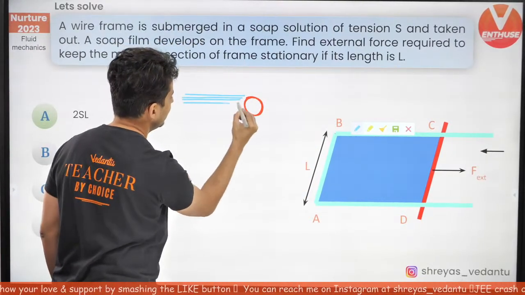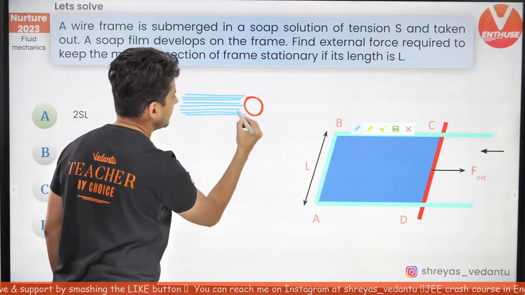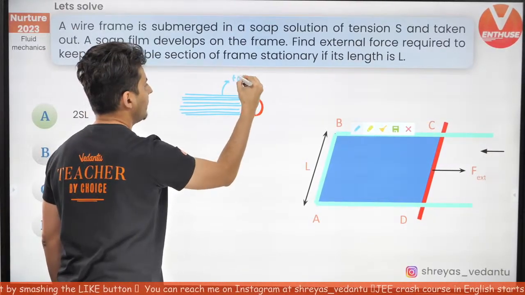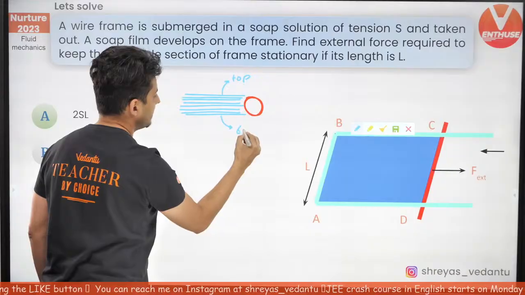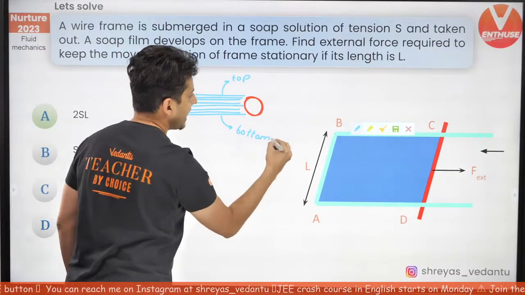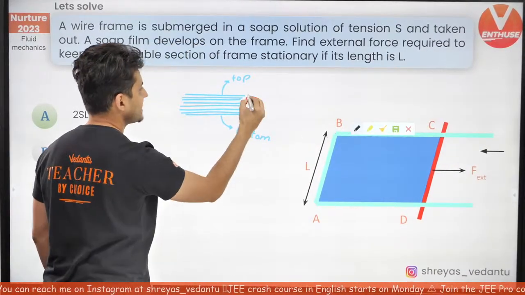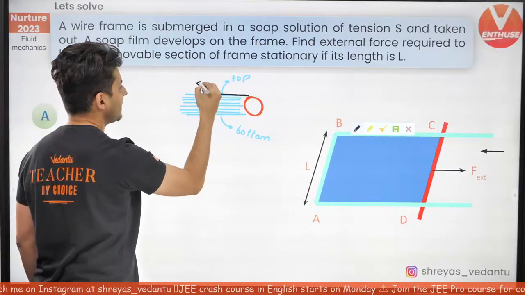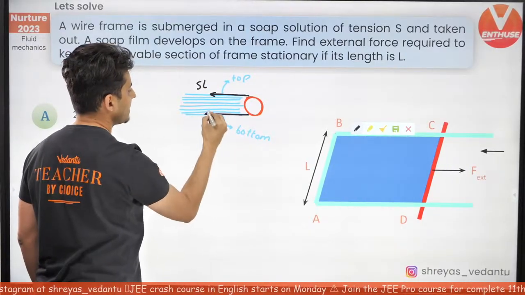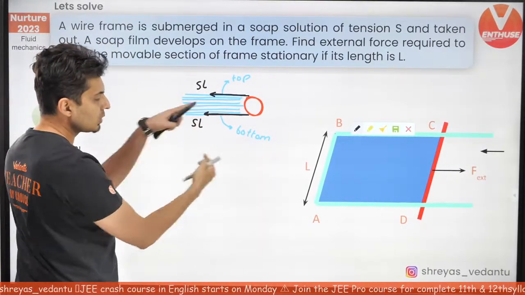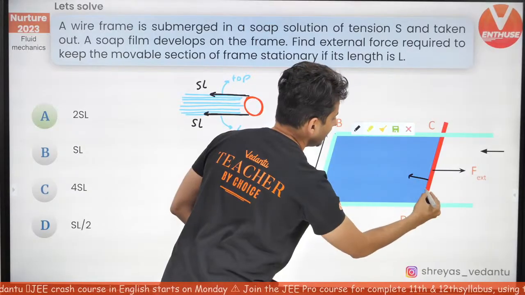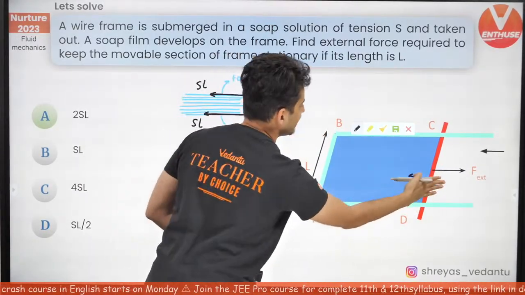Okay, this is the liquid. In between, this one is the top layer, this one is the bottom layer, and the force due to surface tension, one force is from here, SL, and the other force is from here, SL. So there are two forces, one from the top and one from the bottom. You cannot see it, but it's there.